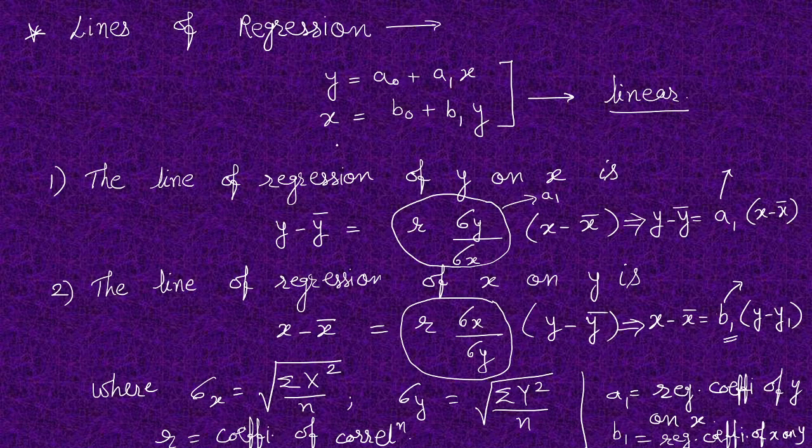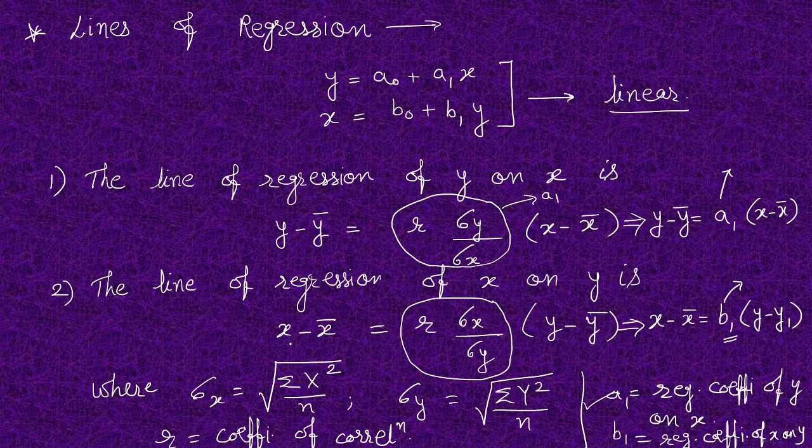Now for lines of regression, which are the linear equations y equal to a naught plus a1 x, x equal to b naught plus b1 y. The line of regression of y on x is given by this formula, where r into sigma y by sigma x equal to a1. A1 means this regression coefficient of y on x.